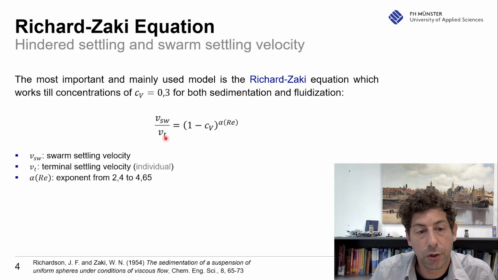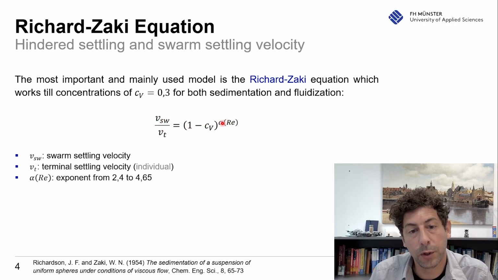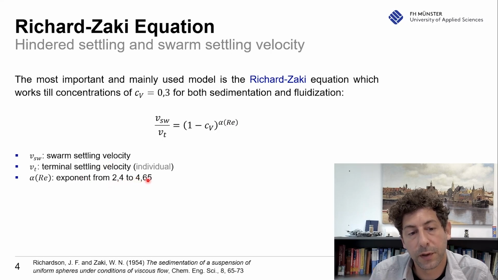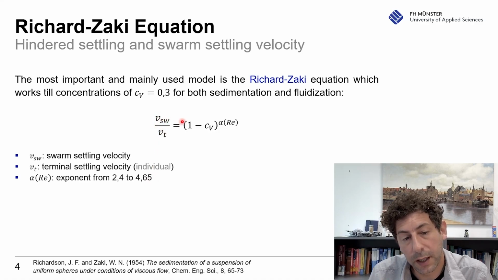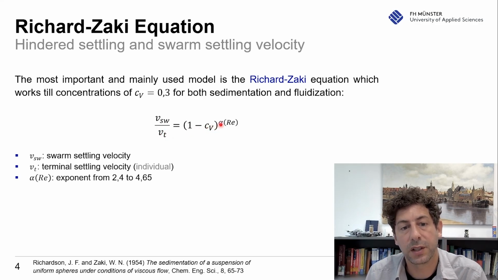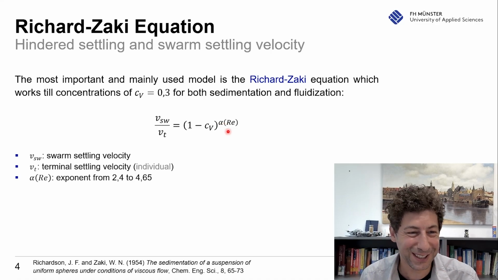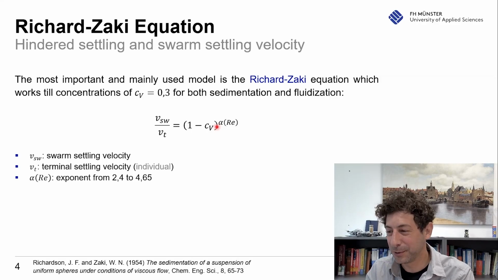Basically the ratio of swarm settling velocity to terminal velocity equals 1 minus concentration, raised to an exponent, which I will repeat in a second, which goes from 2.4 to 4.65. Since we want to calculate the swarm settling velocity, we need to multiply by the terminal settling velocity, so the swarm settling velocity equals the terminal settling velocity times this part here. So we need to calculate the terminal settling velocity. About the exponent, sorry, I was too fast, we will talk in a minute. First we need to calculate the terminal settling velocity.